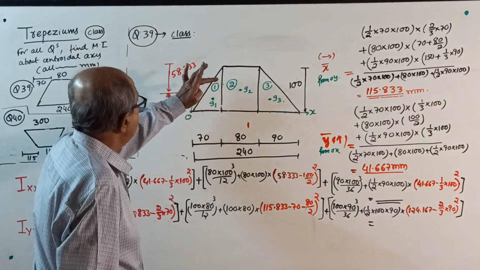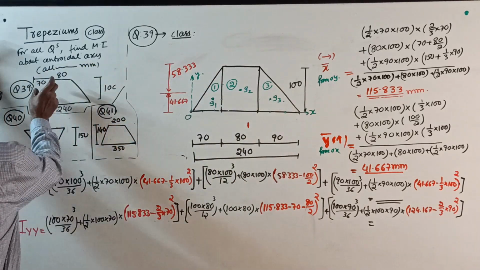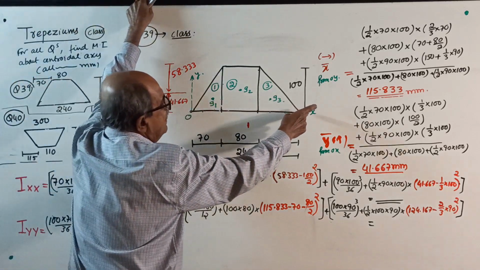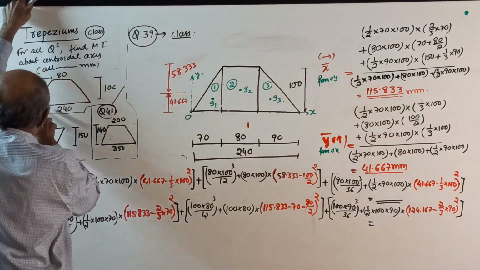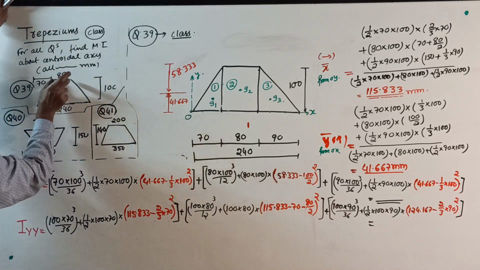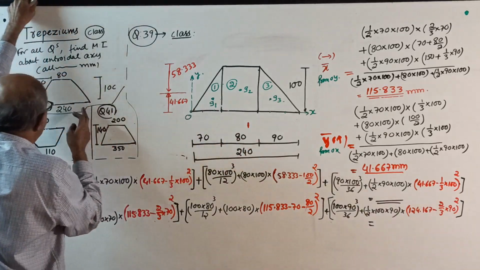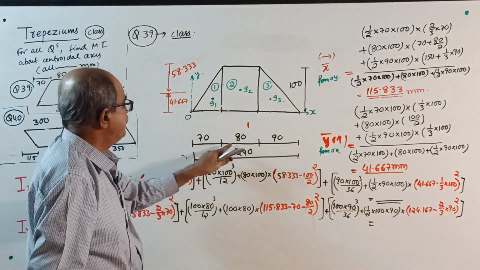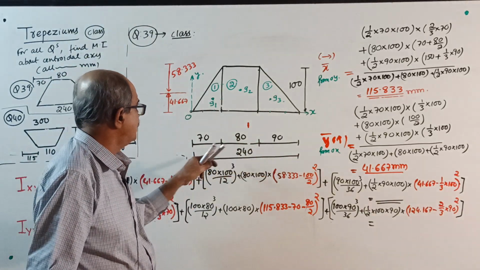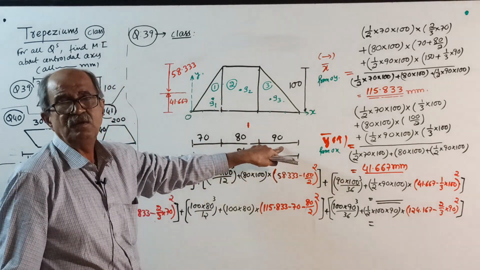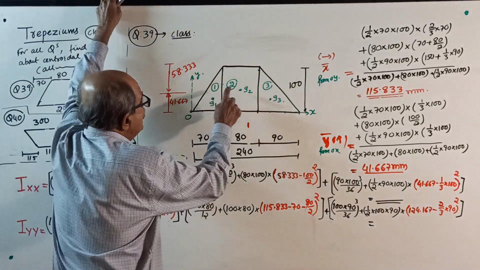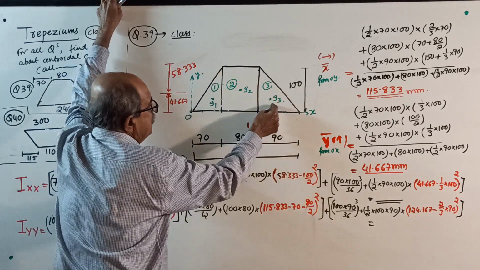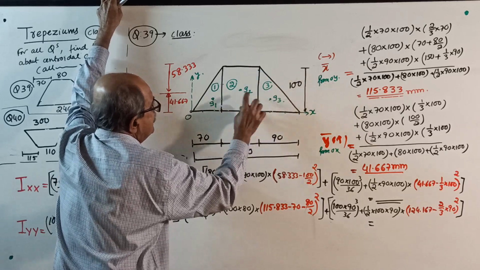See, part 1, part 2, part 3. This is 70. See here, 70. 70 by 100. 100 is common for everything. Okay. This is 70. When you divide into parts, this is 80. From 240, subtract 70, subtract 80. 70 plus 80 is how much? 150. From 240, subtract 150, you get 90. Okay. Now, G1, G2, G3. 1 by 3, 2 by 3. 2 by 3, 1 by 3. 1 by 3, 2 by 3. Center, center.